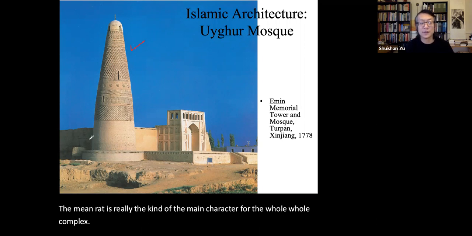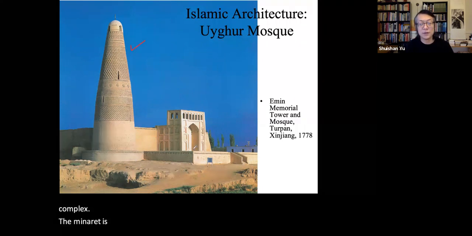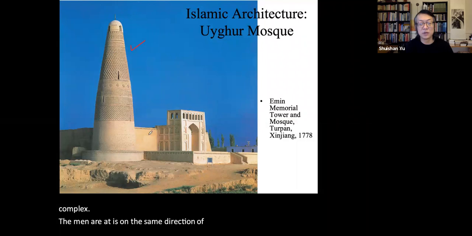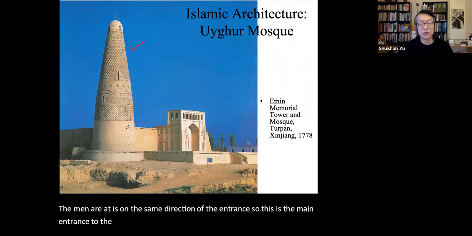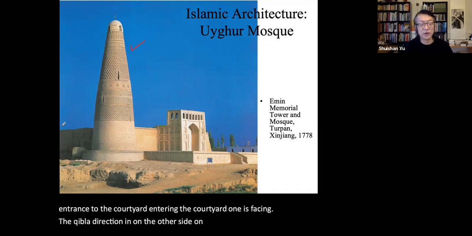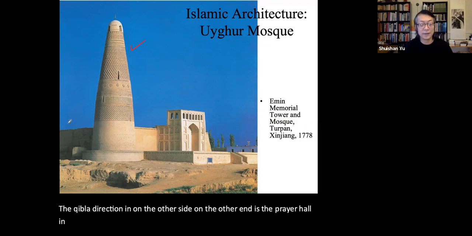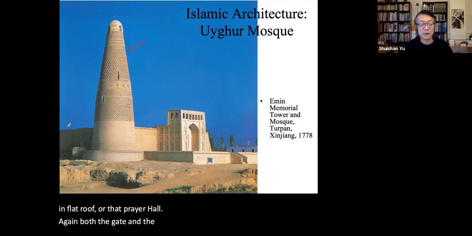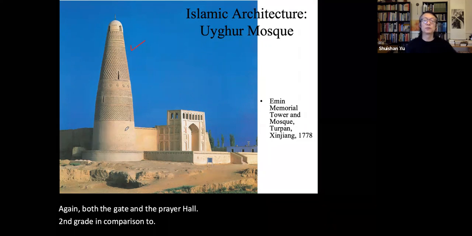The minaret is in the same direction as the entrance. So this is the main entrance to the courtyard. Entering the courtyard, one is facing the Qibla direction, and on the other end is the prayer hall with a flat roof. Right, that prayer hall, again, both the gate and the prayer hall seem second grade in comparison to the minaret.